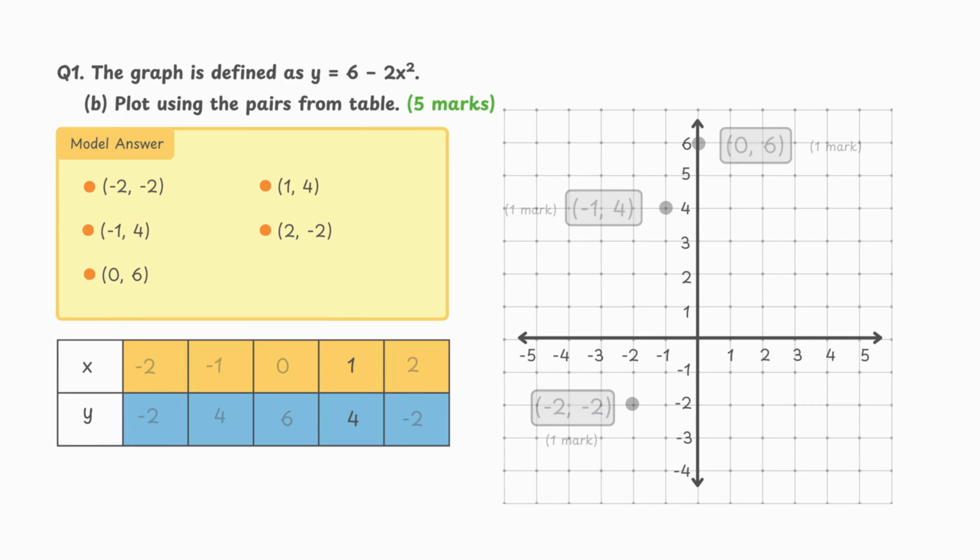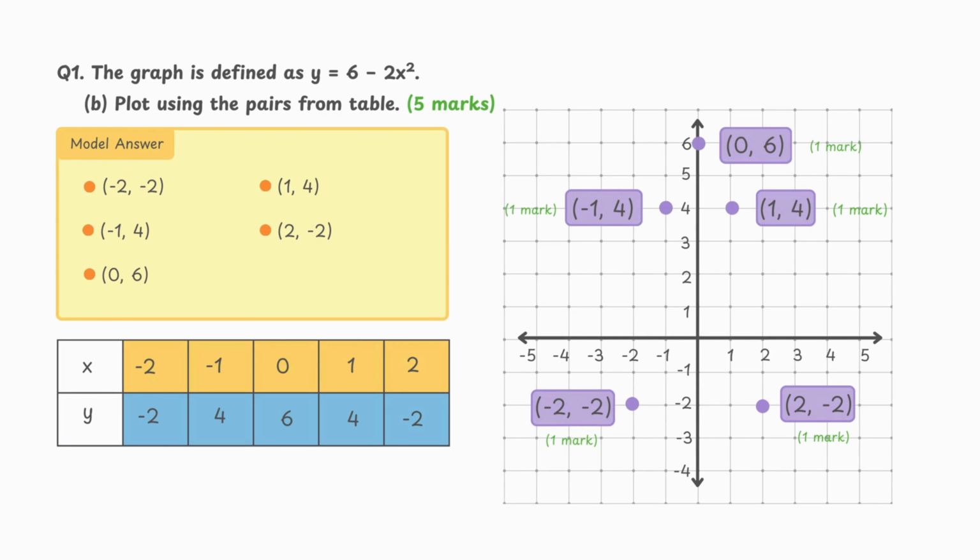Next, plot (1, 4). Move 1 unit to the right, then 4 units up. You should notice this lines up horizontally with the point (negative 1, 4). Plot it clearly. This earns 1 mark. Finally, plot (2, negative 2). Move 2 units to the right, then 2 units down. This lines up with the point (negative 2, negative 2) on the opposite side. Plot it carefully. This earns 1 mark.